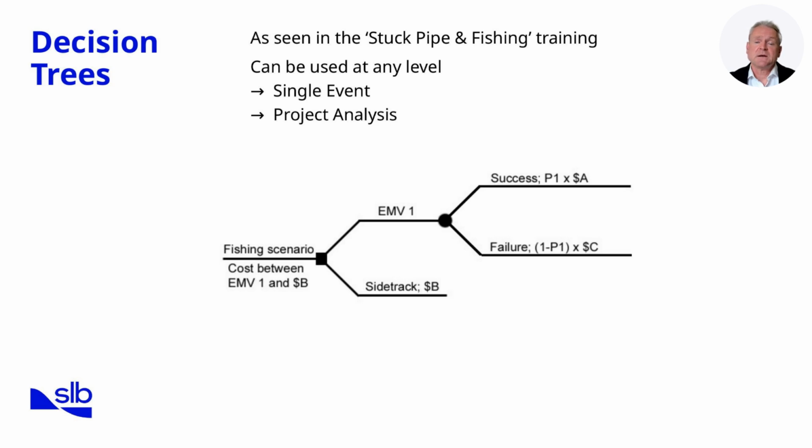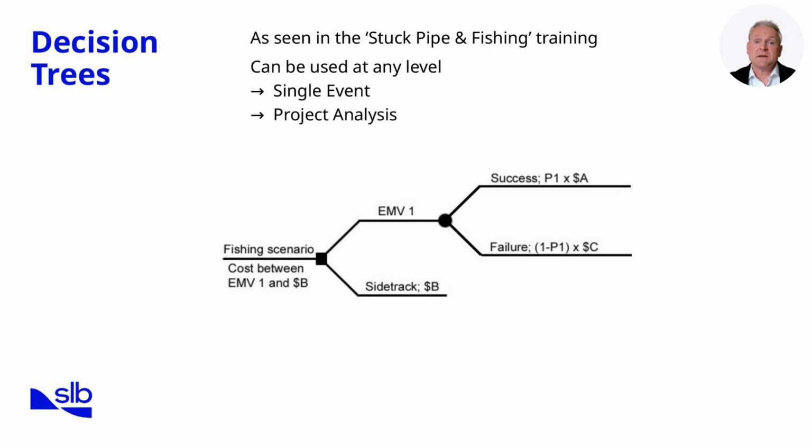Decision trees are a powerful way of visualizing choices under uncertainty. They allow us to lay out possible events, their probabilities, and the outcomes in terms of cost or time. This tool is familiar from other training sessions, such as the stuck pipe and fishing example. In that case, the decision tree helps us decide whether to continue fishing or to sidetrack. By assigning probabilities and costs to each option, we can compare which course of action gives the best expected outcome.